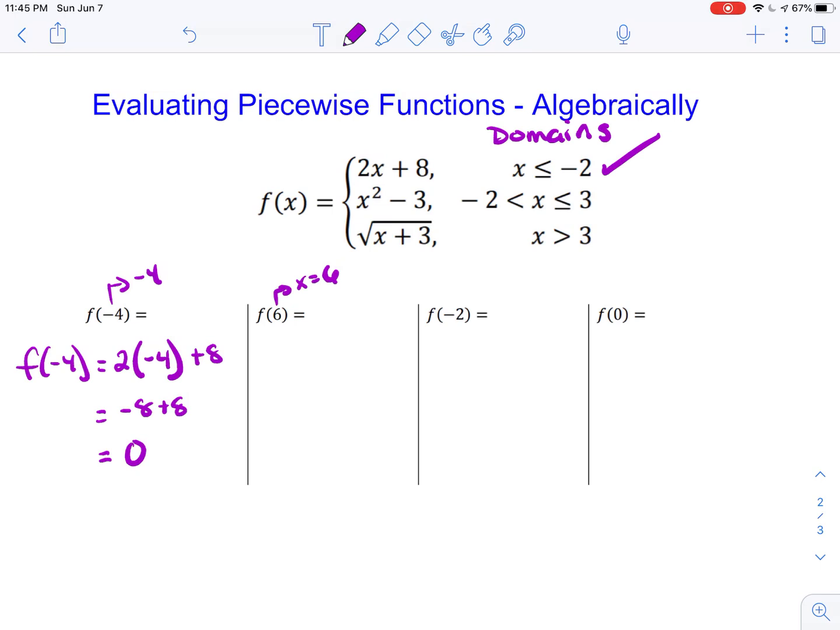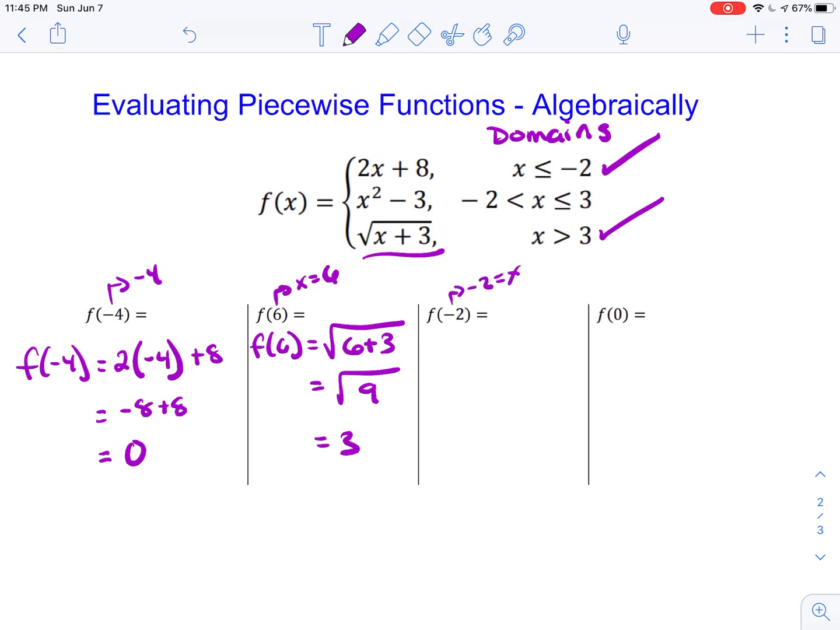What about f of 6? All right, the place where x is equal to 6. Where does that one fall? Well, 6 is going to be clearly greater than 3. We know that. So that means I'm going to be plugging in 6 into this equation right here. So that's 6 plus 3, giving me 9. So this piecewise function evaluated for x equals 6 is equal to 9.